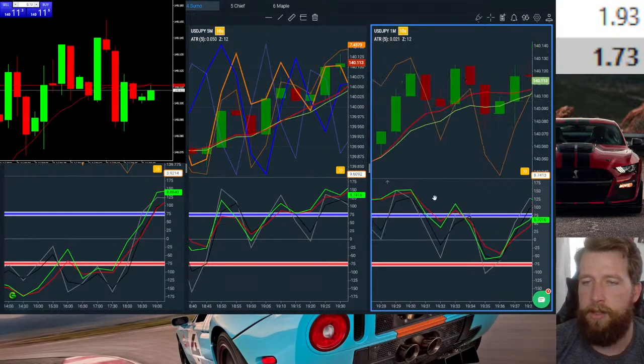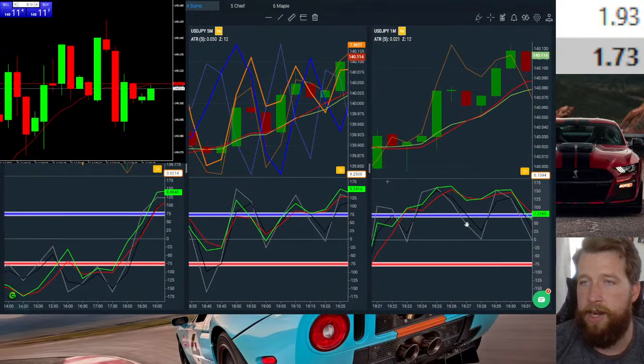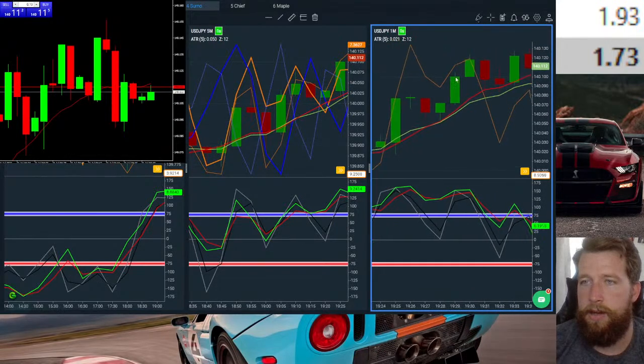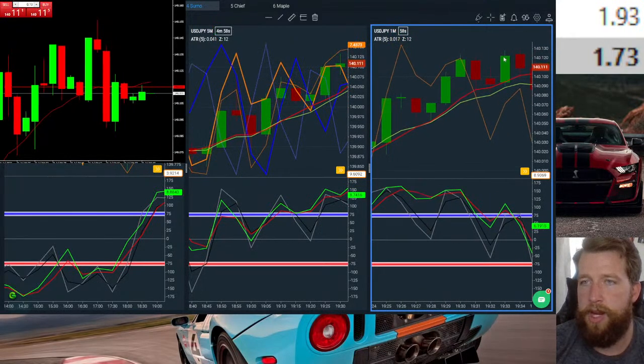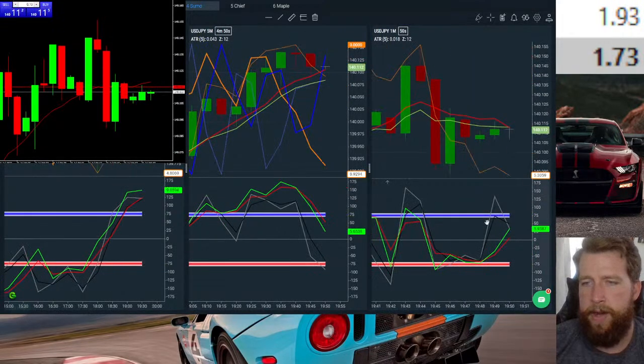Also, I mentioned this a little earlier, but something like this, a gray dagger. This is actually a good one right here. This is actually the one where we took our trade, in right here is where we got our take profit. So that's what I'm looking for in the 1 minute chart.